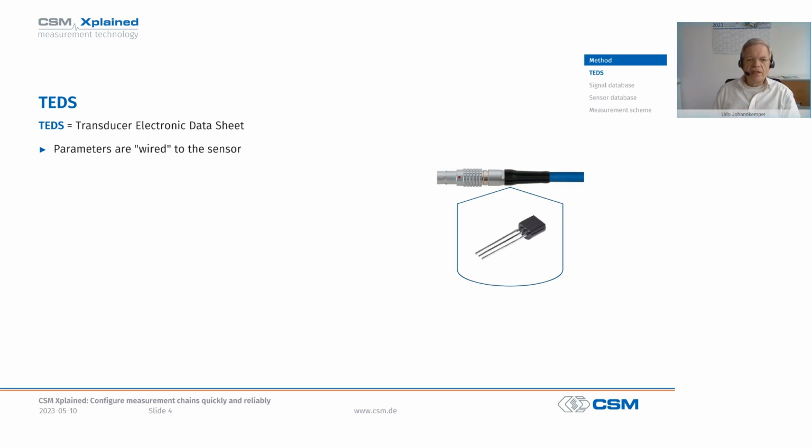For configuration, the TEDs capable hardware can read the scaling, offset, unit, supply, etc. So the parameters are, let's say, wired to the sensor. If you move the sensor from one input to the next, the data goes with it, and the data can no longer be mixed up. The data of the calibration certificate is inside the sensor. Misplacing the certificate can no longer happen.